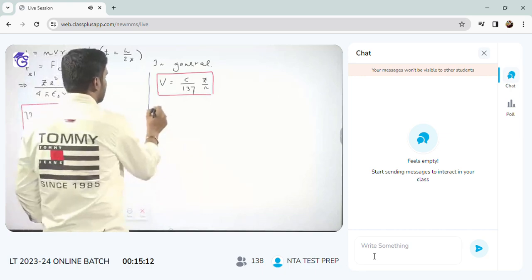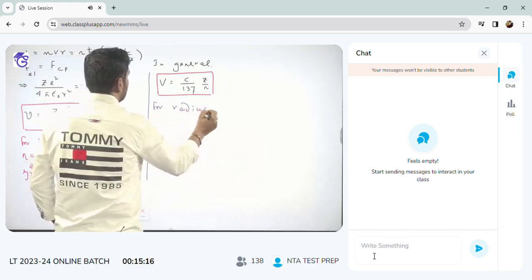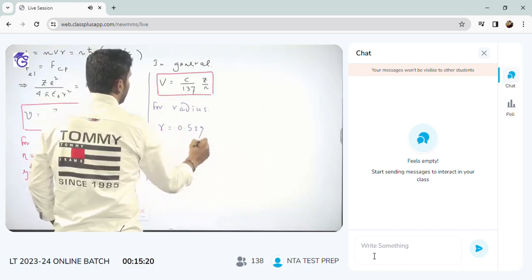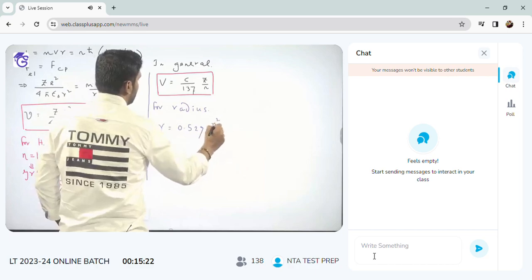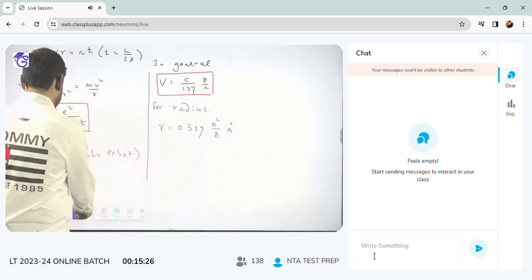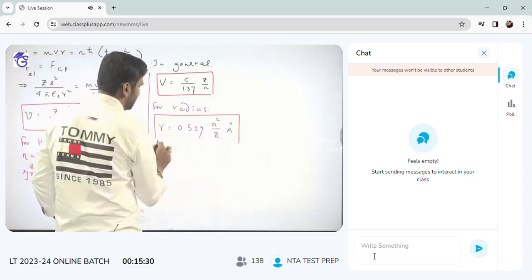Then for radius, r is equal to what do you write? 0.529 into n square by Z in angstrom. This is also an equation to be remembered.